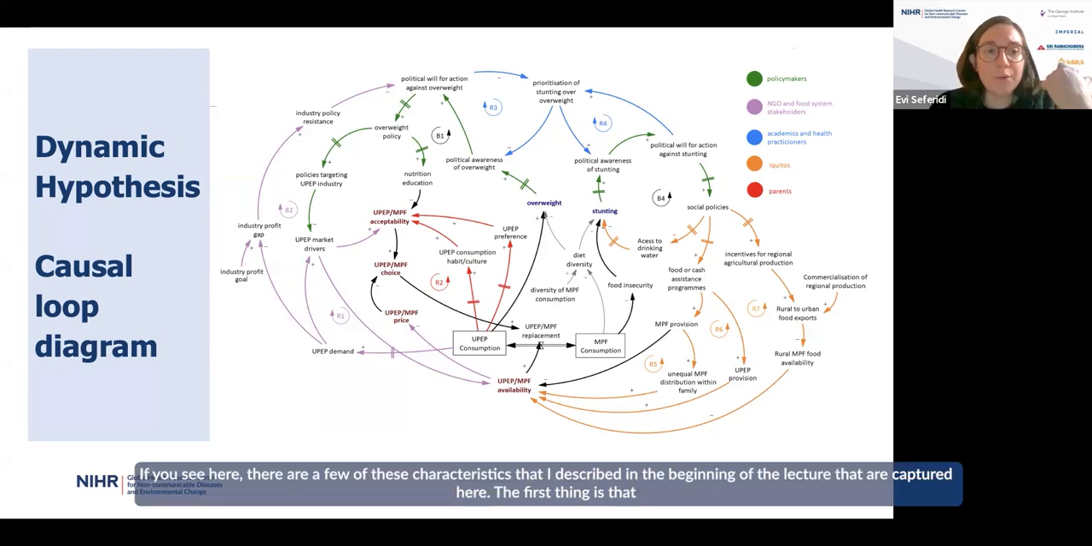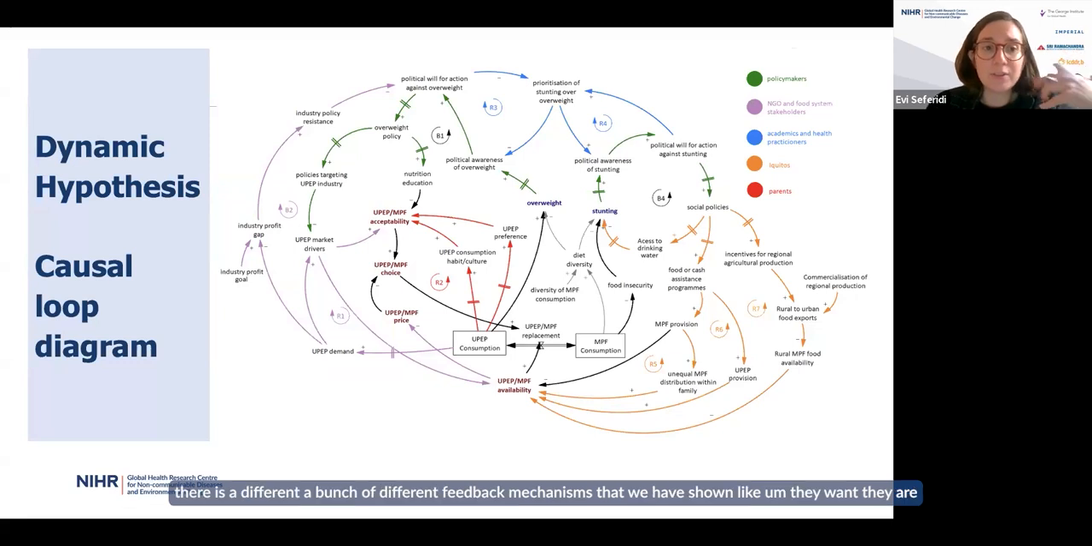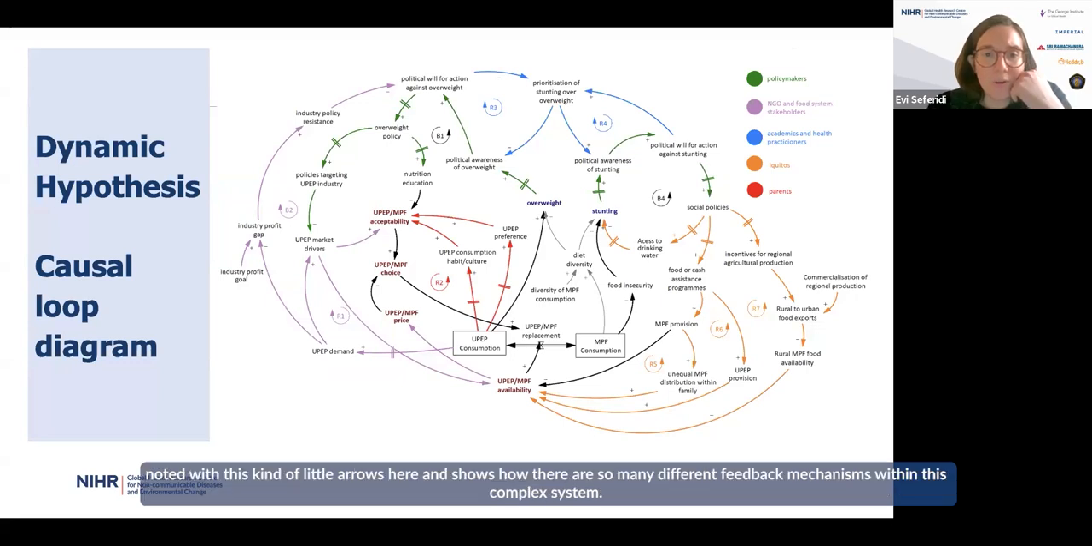If you see here, there are a few of these characteristics that I described in the beginning of the lecture that are captured here. The first thing is that there is a bunch of different feedback mechanisms that we have shown, noted with these little arrows here, and it shows how there are so many different feedback mechanisms within this complex system.